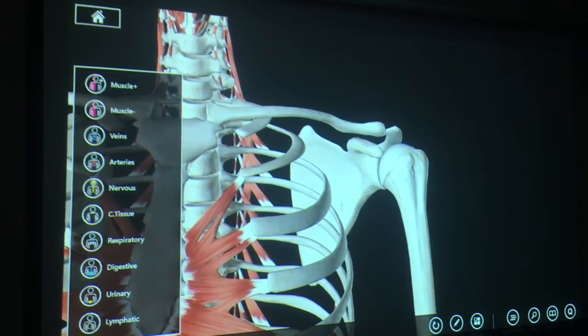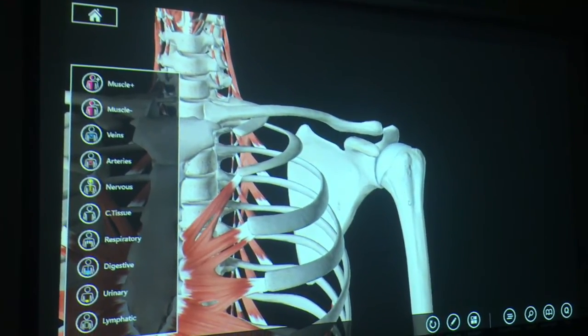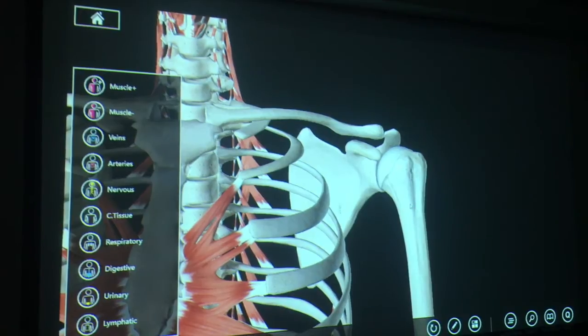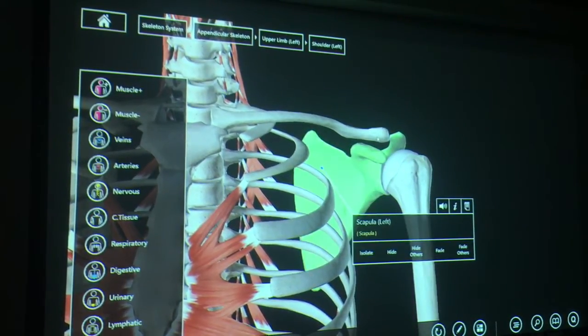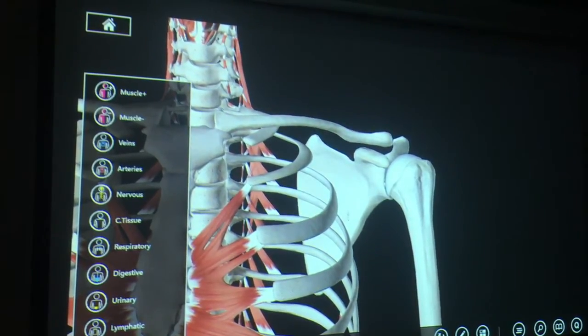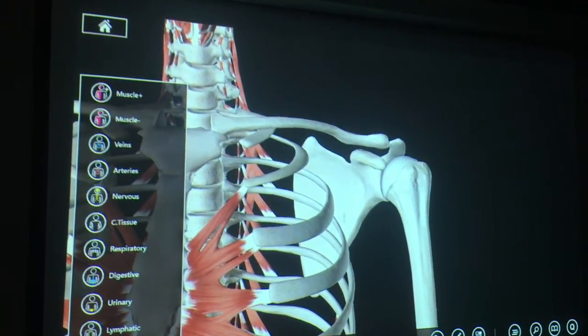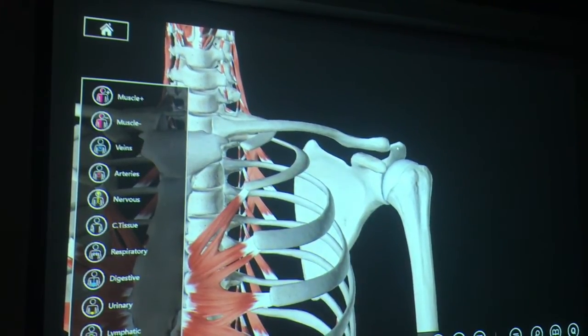Let us begin with the anatomy of the shoulder girdle. First, we'll start with the bony structures. The shoulder girdle is comprised of the humerus, the scapula, and the clavicle. The head of the humerus fits in the glenoid fossa of the scapula. Running across the top of the shoulder complex is the acromion process of the clavicle.